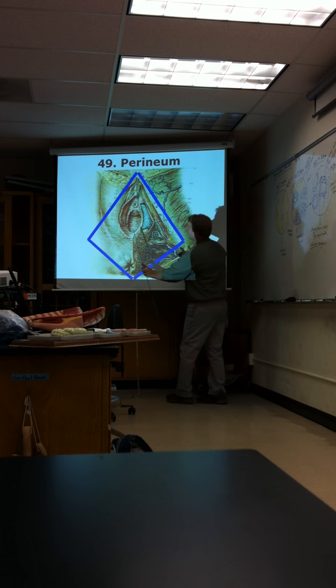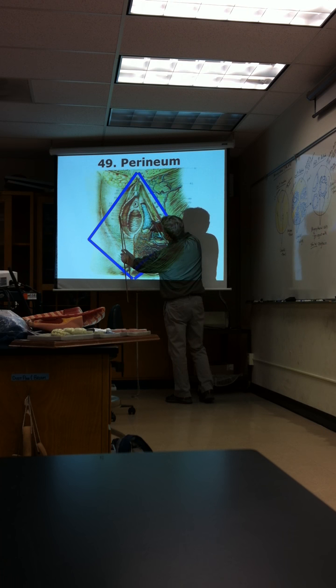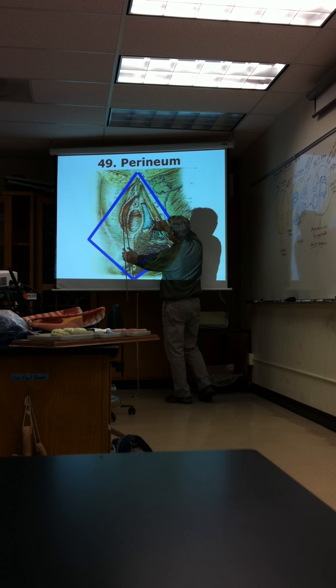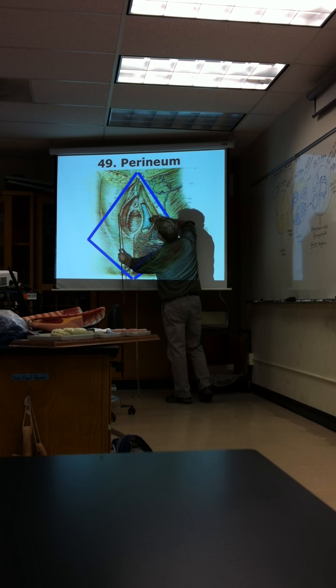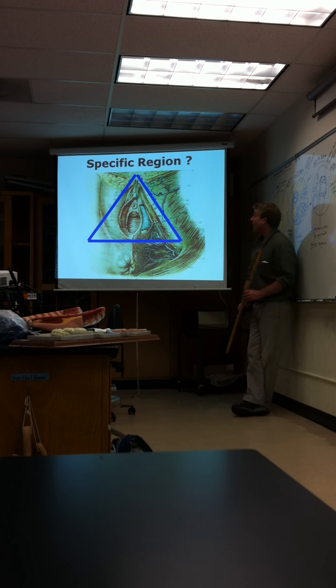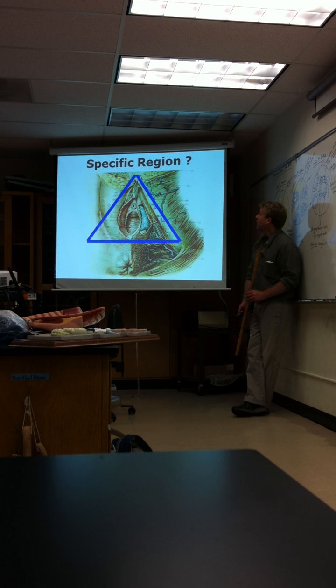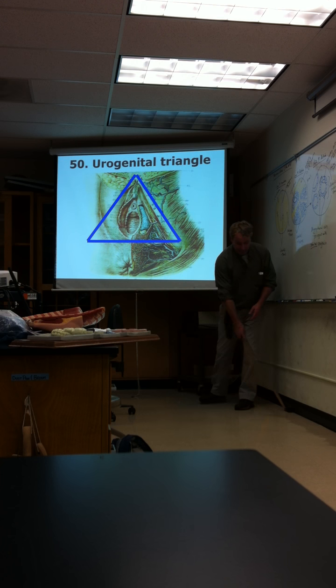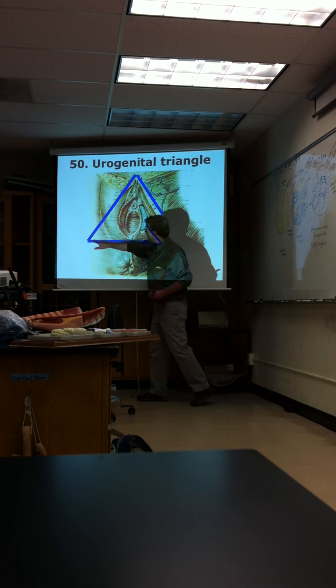What about the region from here to here, if it was outlined there? That is the vestibule. If it's asked, it would be very clearly between the labia minora. And if you have this triangular region, notice it's a little bigger, that is the urogenital triangle.